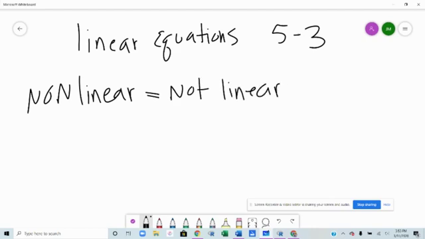So you should know what the graph of a linear equation looks like. If you don't, go back and look at your 5-3 notes and that'll help you. Non-linear means it's just not a linear graph. Anything that's not linear when you graph it is non-linear. For the equations though, we should talk a little bit more about that.